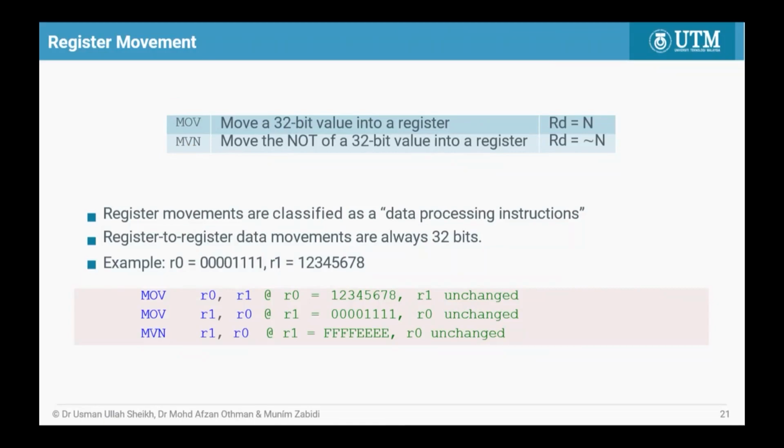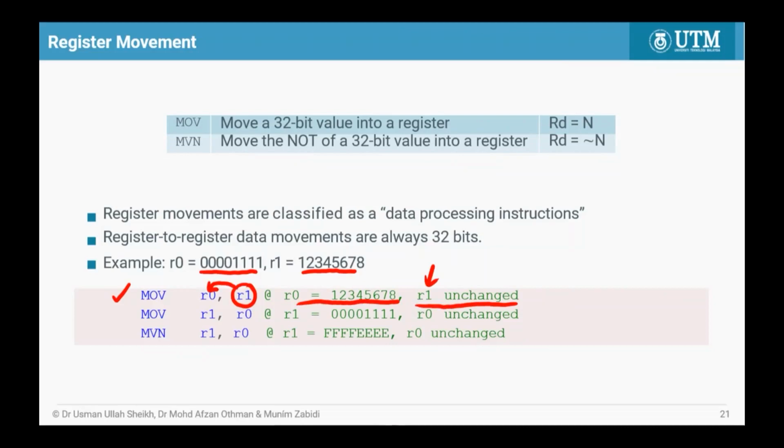MOV R0, R1. Assume that R0 is this value and R1 is this value. After you do this first instruction, since it is MOV R0, R1, you know that you're going to move the value from R1 and put it into R0. So R0 will have this value, 1, 2, 3, 4, 5, 6, 7 and 8. And what about R1? The R1 value remains unchanged.